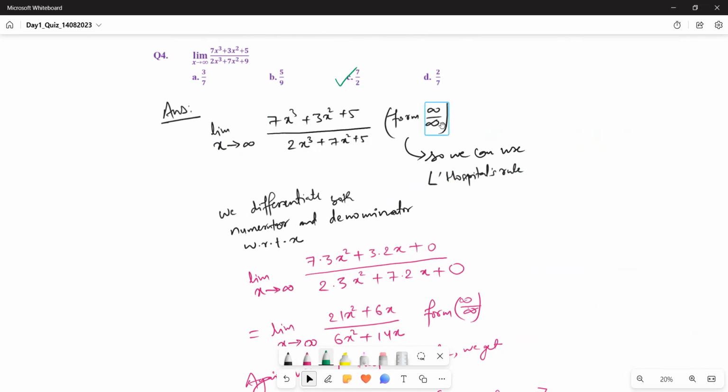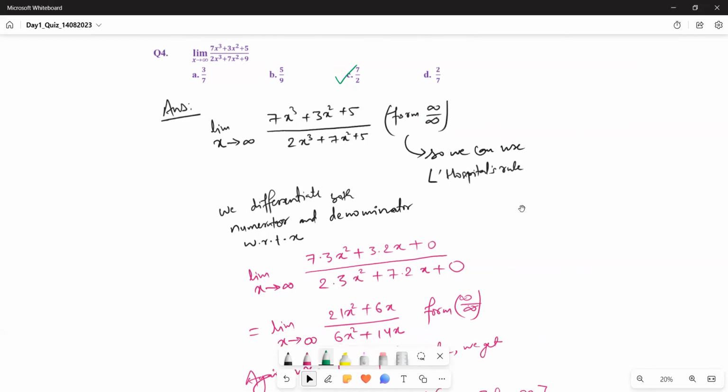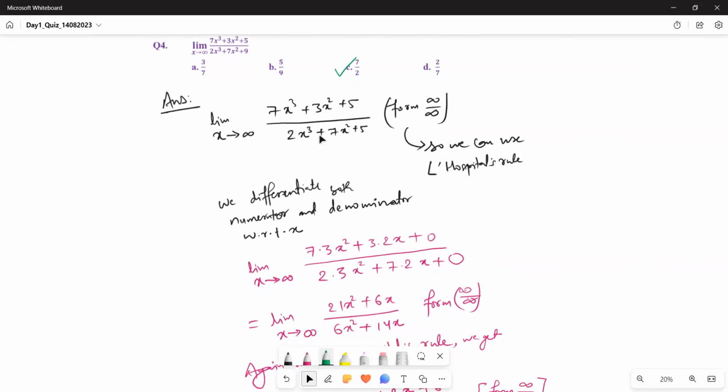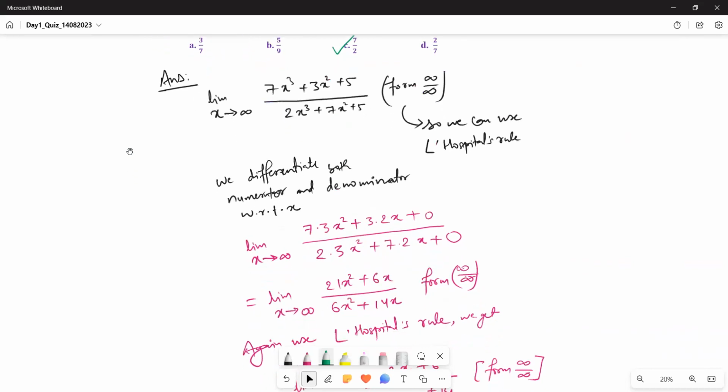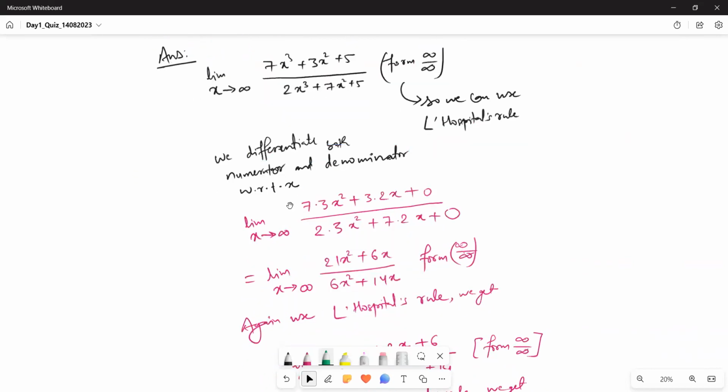So infinity by infinity is an indeterminate form. For this case, we have studied in our mathematics that we can use L'Hospital rule, when it is in the form infinity by infinity or 0 by 0. So what does L'Hospital rule say? To differentiate both numerator and denominator with respect to the variable in which the limit is taken, right? So here x is the limit variable. So we differentiate both numerator and denominator with respect to x.